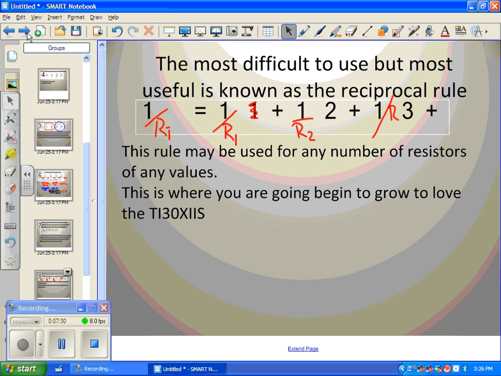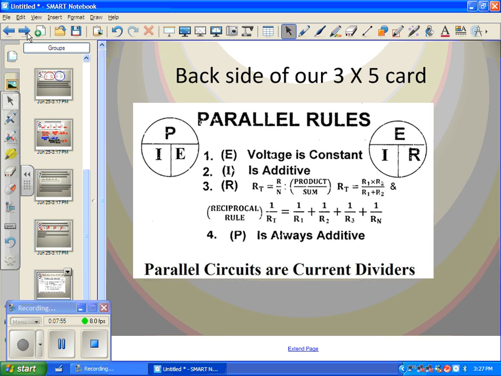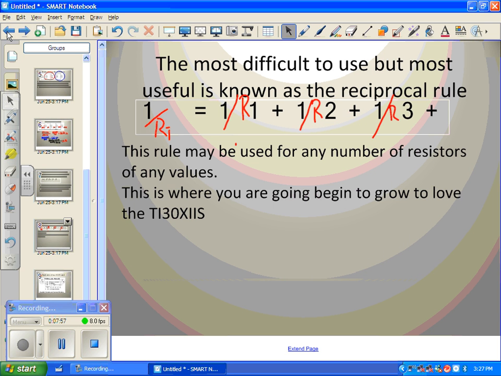Let's see if I can fix this a little bit. 1 over R2. Fix that. 1 divided by R1. Does that make sense to anybody? Okay, now let's go back and do another problem. Let me see if I've got a, oh, I thought I had another one of these.